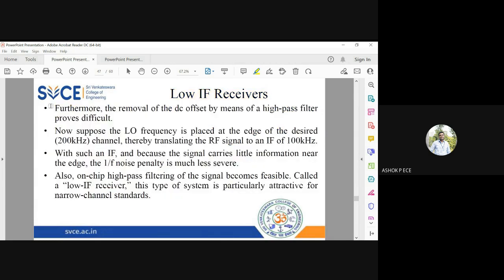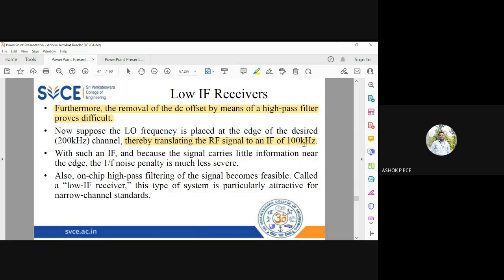Furthermore, when you have that noise and the DC signal getting added to your receiver, filtering may not be a desired solution. If the LO frequency is placed at the edge of the 200 kilohertz channel, then when you translate RF to IF, you will have a frequency difference of just 100 kilohertz. So I'm going to have an LO which is very, very close to my channel. That ensures the difference is minimum and the IF frequency is as small as possible.